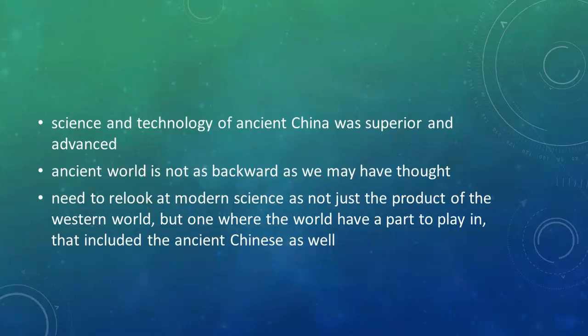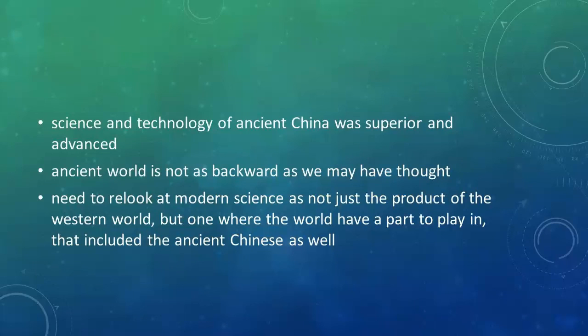So these are all the celestial phenomena that I covered for today. Let's go into the conclusion. In fact, it's quite different from what we thought. The state of development of ancient Chinese science and technology was very advanced at that point of time. And the ancient world is not as backward as we may have thought. And we have to start to relook at modern science as not just a product of the Western world, but a product of various civilizations.